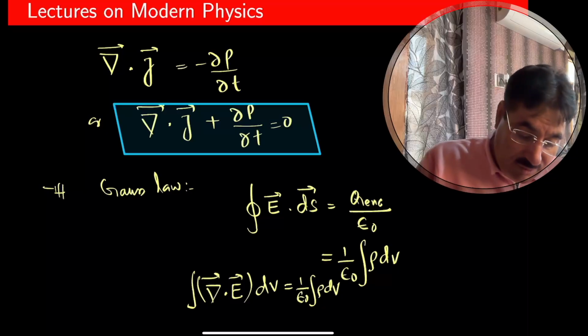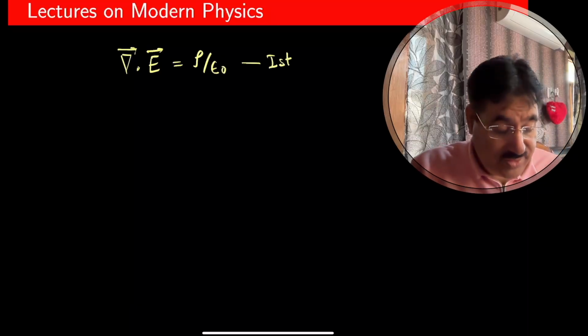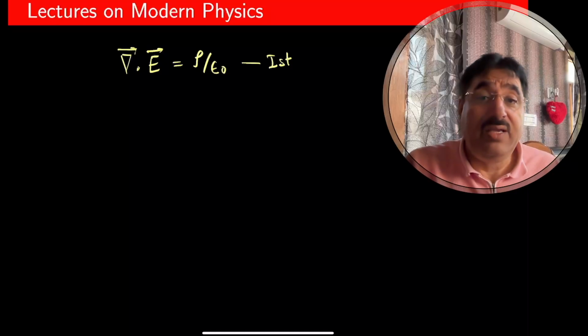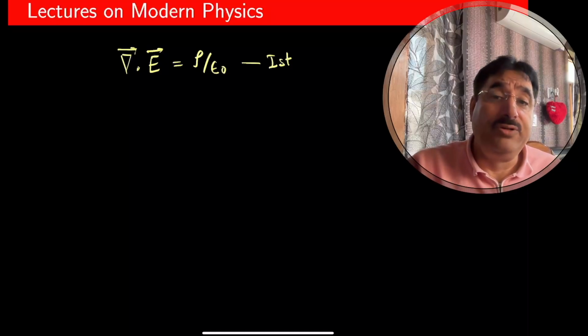From that, what do we get? If we match integrands, the divergence of the electric field is equal to charge density divided by epsilon naught. This is Maxwell's first equation. We also call it Maxwell's first equation. So Maxwell's first equation is nothing but the differential form of the Gauss law.